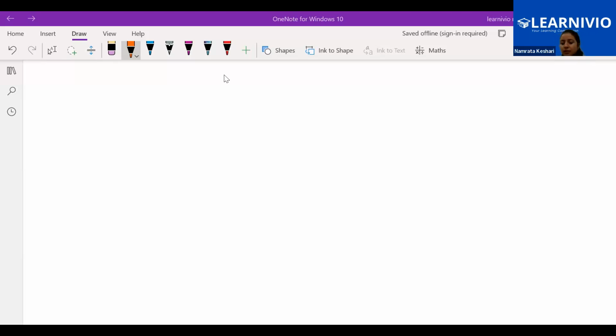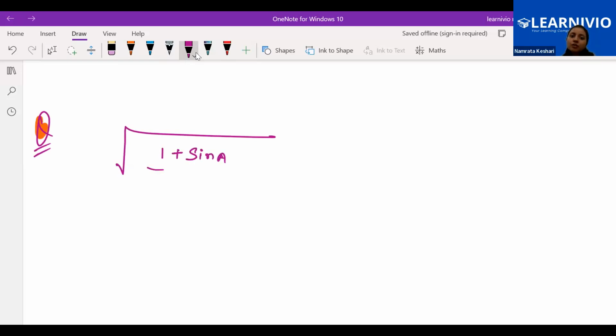So let's do the next few questions which are left. And today we'll be done with this trigonometry. So the next question which we can take over here is: suppose we have (1 plus sine A) over (1 minus sine A), under a square root. We have to show that it is equal to sec A plus tan A.